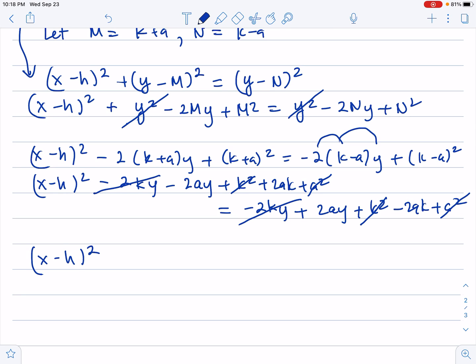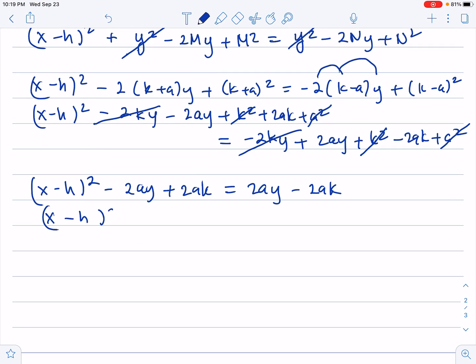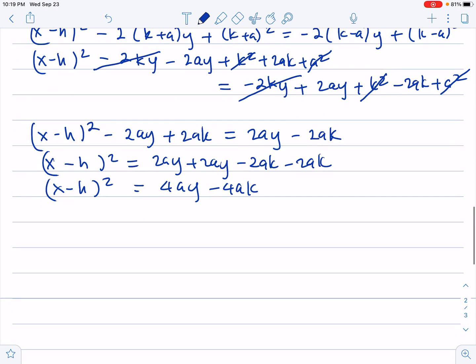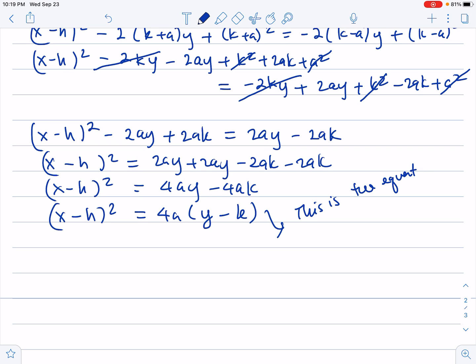Ano na lang matitira? (x − h) squared minus 2ay plus 2ak equals 2ay minus 2ak. Okay? So (x − h) squared is equal to 2ay plus 2ay minus 2ak minus 2ak. So (x − h) squared is equal to 4ay minus 4ak. And this is equal to (x − h) squared is equal to 4a times (y − k). So this is the equation of a parabola with vertex at (h, k).